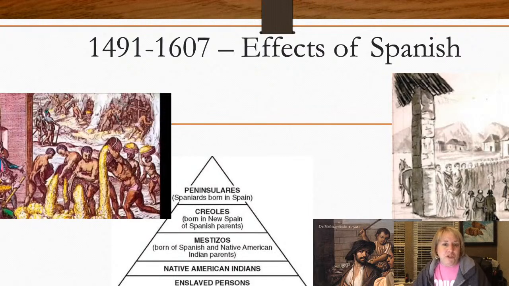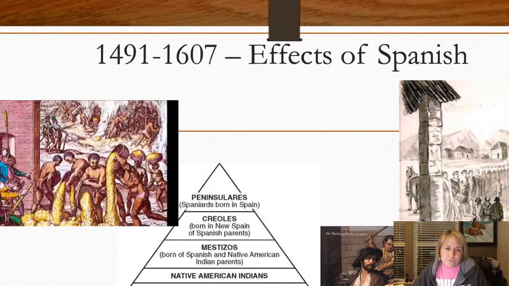And so what's going to happen with the Spanish when this starts happening? Well, their labor system is going to become weaker and weaker. And because of that, they need to find a new source of labor. And guess what? African slaves. They're going to start bringing African slaves into New Spain. And what this is going to do is they're going to replace the Native Americans, and we're going to see the first use of permanent African slaves in North America.